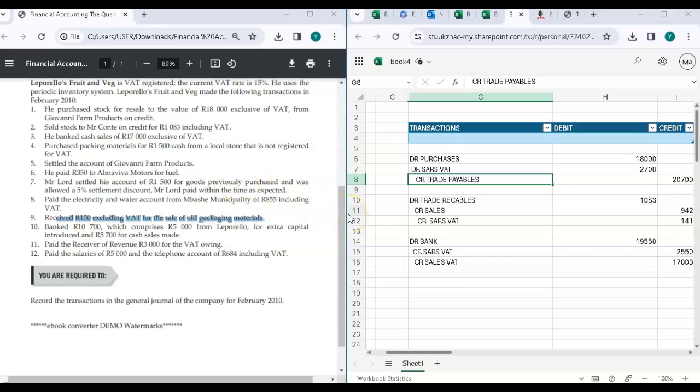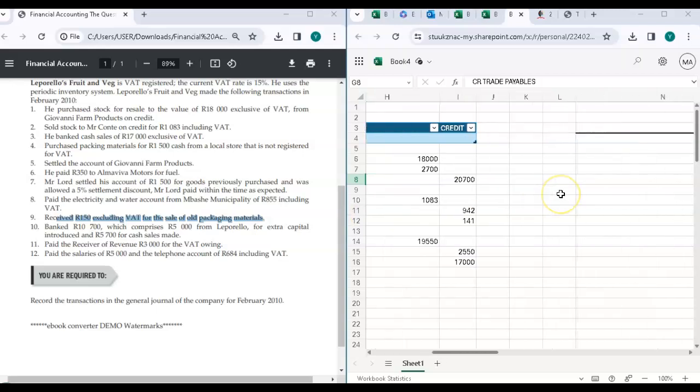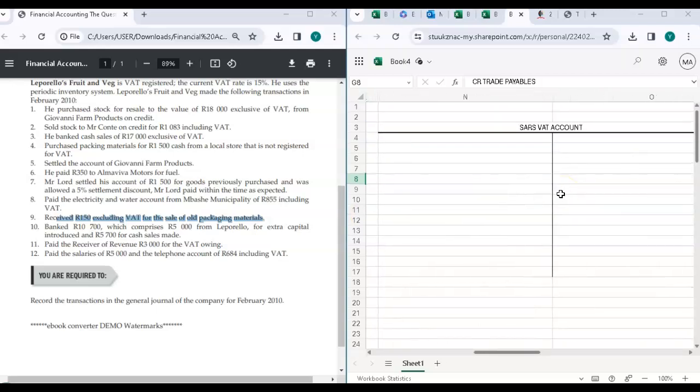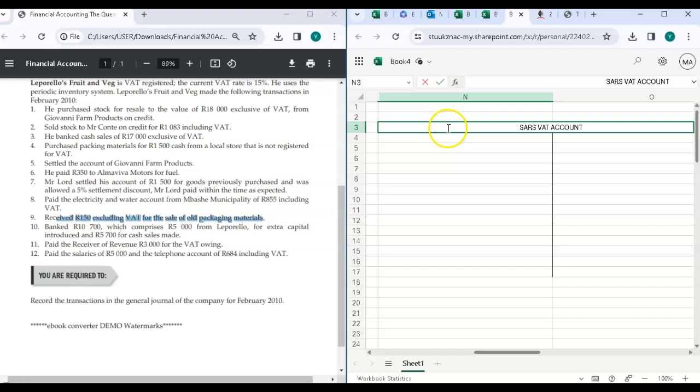Okay, so basically what we're going to do here is a ledger. So let's say we have a SARS VAT accounts ledger. Firstly, the SARS VAT account ledger increases over here. Oh, no, sorry, it's minus. It decreases over there and it pluses over here. Now, what does it mean when it decreases over here?